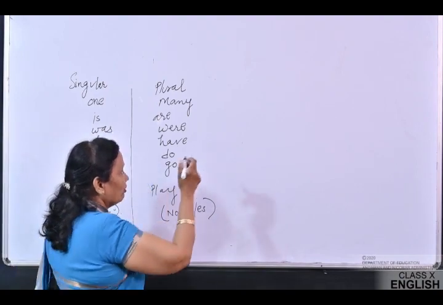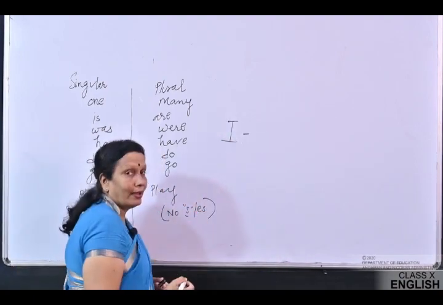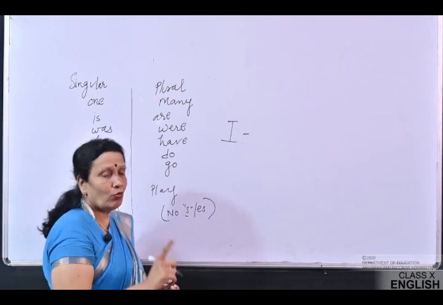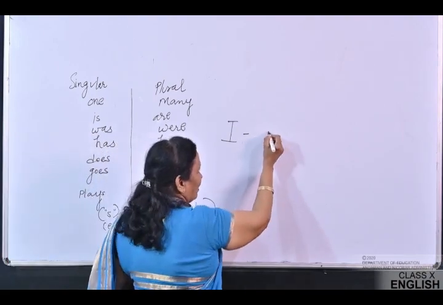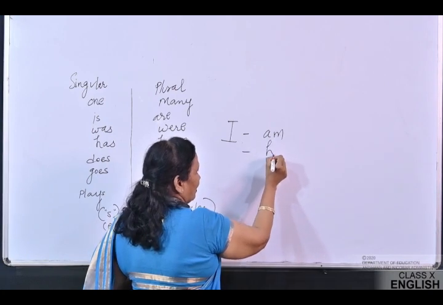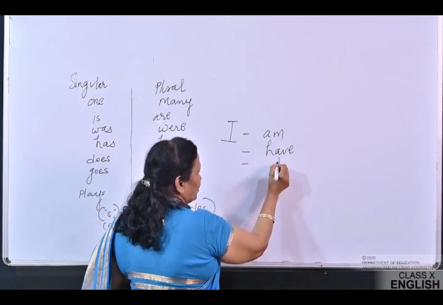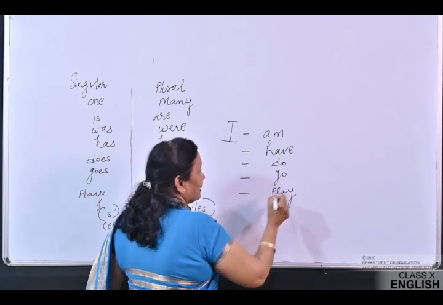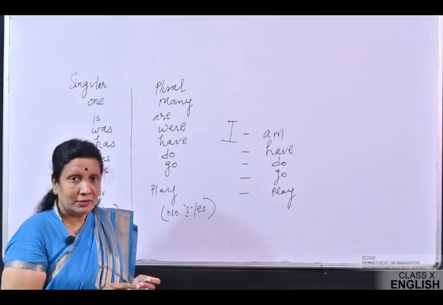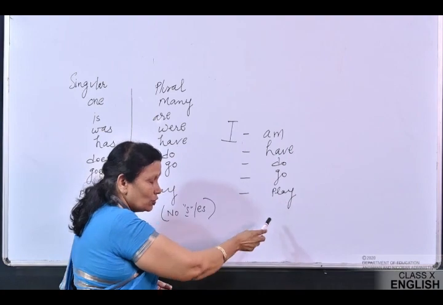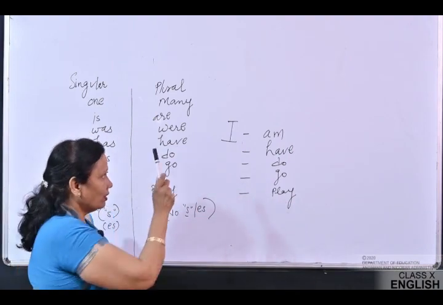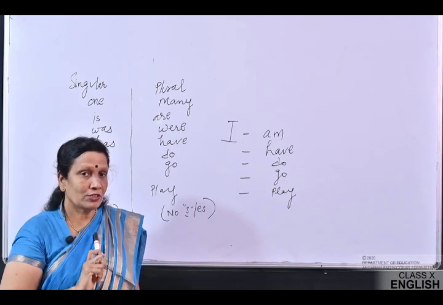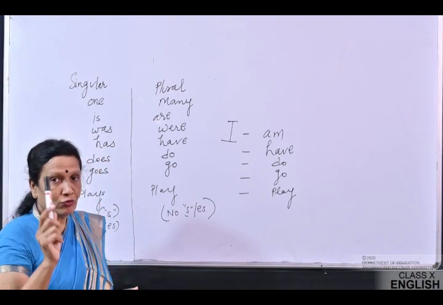Now you will have a doubt regarding I. I means me, okay. I am one person, but what do we use with I? I am, I have, I do, I go, I play, okay. So with I you have to use the plural form. I is an exceptional case, though it is one person, the first person, I. So with I you have to be very careful.